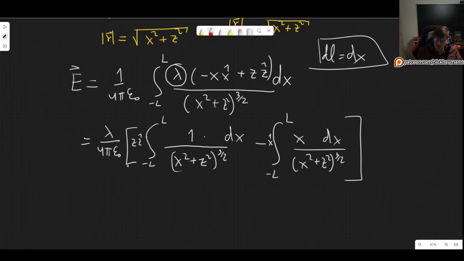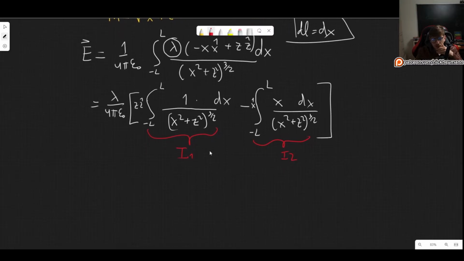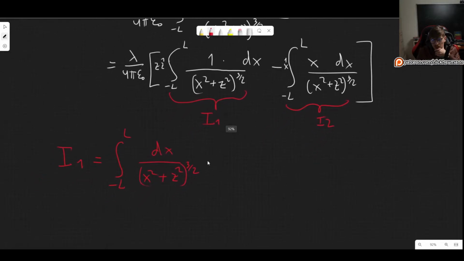Okay, so now to solve this, let us call this integral I1 and this integral I2. What I will do now is a very common thing that you do once you have these rather nasty equations. I will simply solve I1 elsewhere and then plug in the result. Okay, so I1 is the integral from minus L to L of dx over x squared plus z squared to the 3/2 power. All right, so how do we solve this?